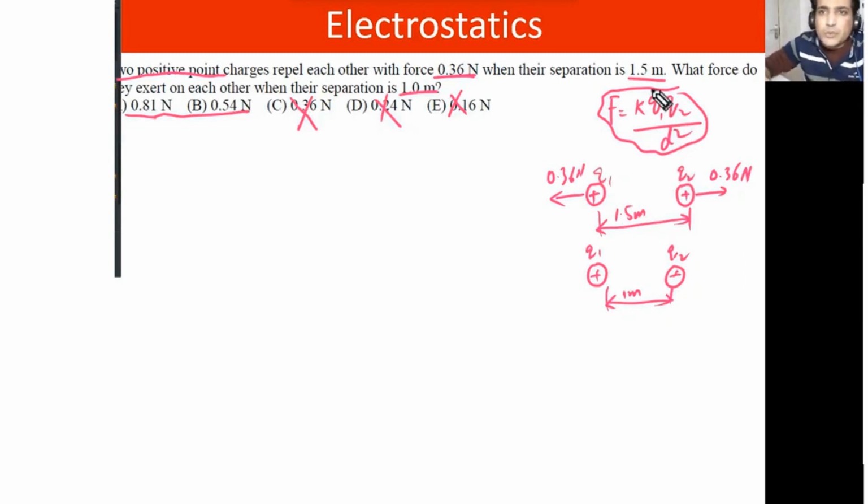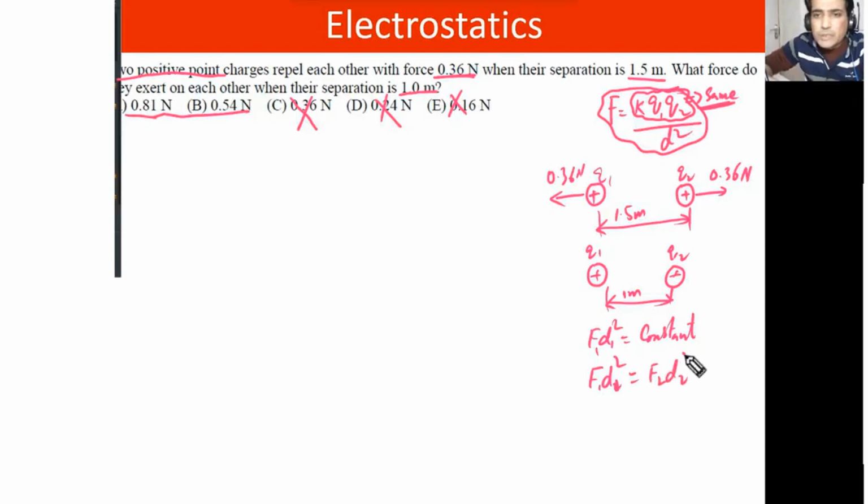Same charge. So in this formula, we need to find out what is same. So I will simply say this stuff is same, so I no need to worry about this one. So I will write down the formula that F1 D1 square is equal to constant. Okay, you see, it's so simple now. So now we will say that F1 D1 square, for example, is also true for the other one, meaning it has to be equal to F2 D2 square.